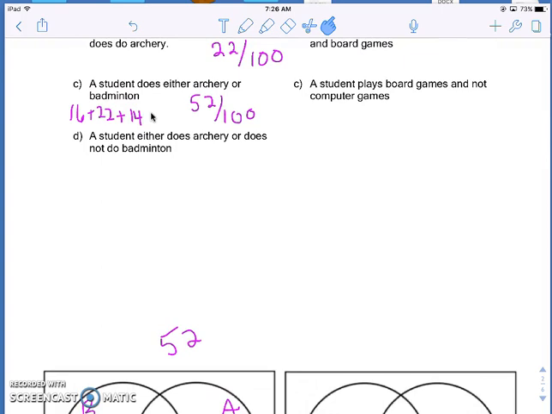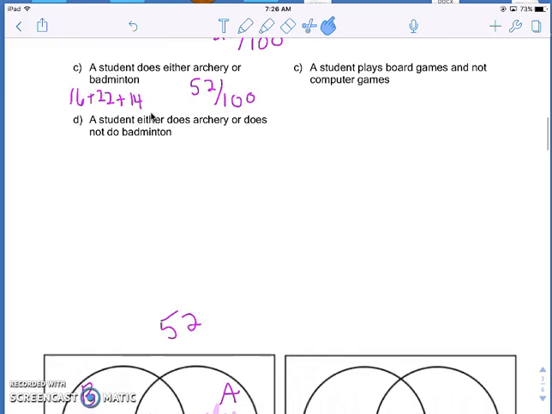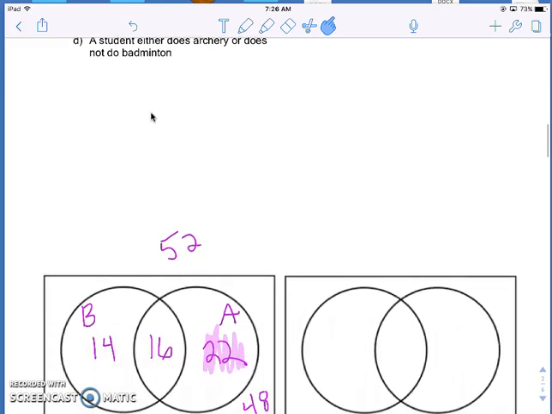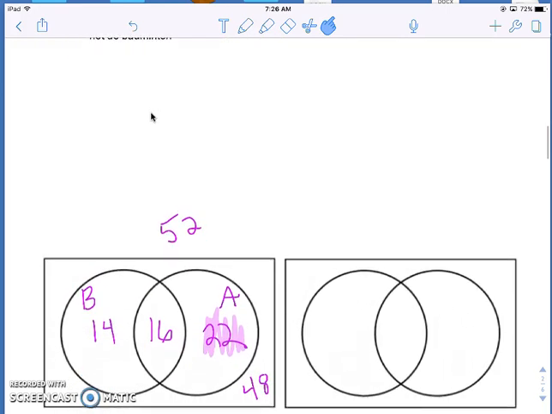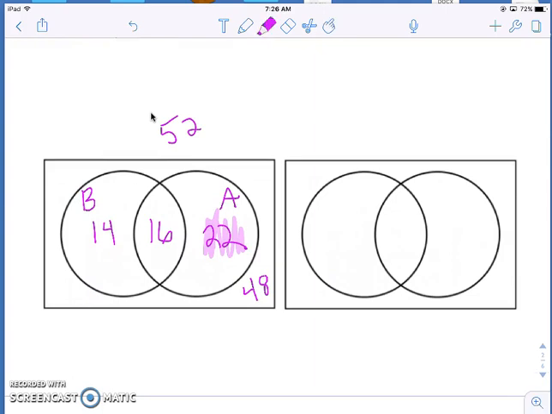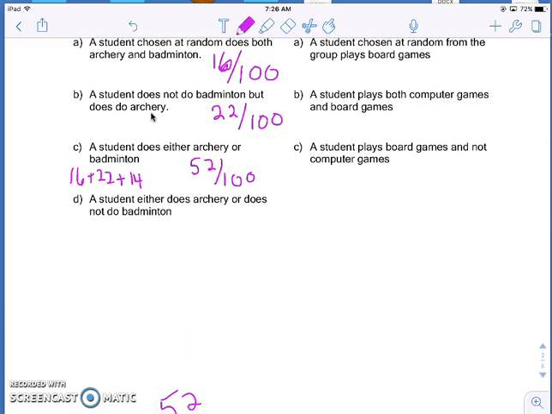So we're looking for a student who either does archery or does not do badminton. So how many do archery? Well, these 16 do archery as well, but do not do badminton. We would have this 48. So we have 22 plus 16 plus 48, which is 86. So we would have 86 out of 100.